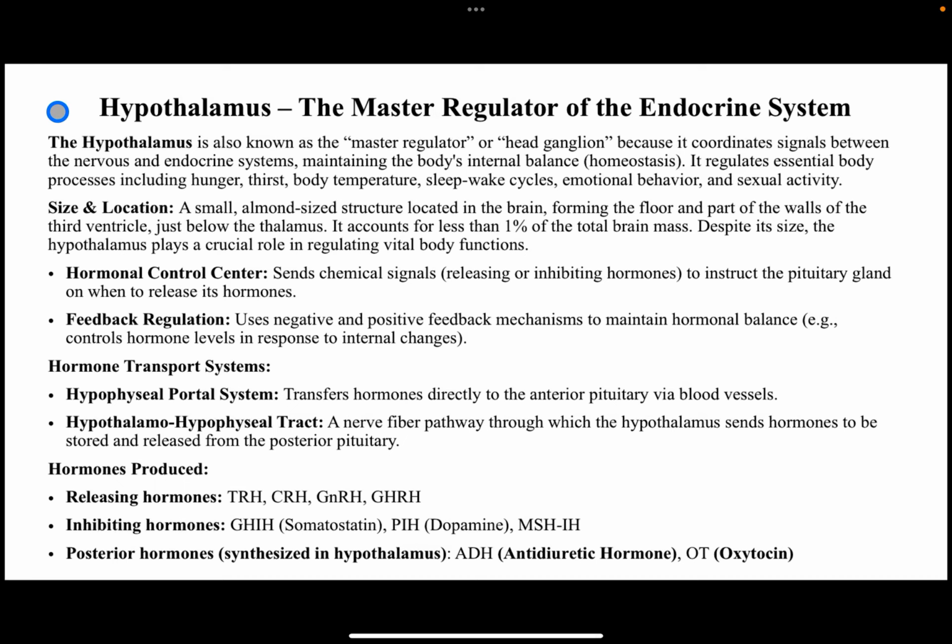Okay, in this video we'll be looking at part 2 of the endocrine system anatomy and physiology, and we will be concentrating on the hypothalamus and then the pituitary gland.